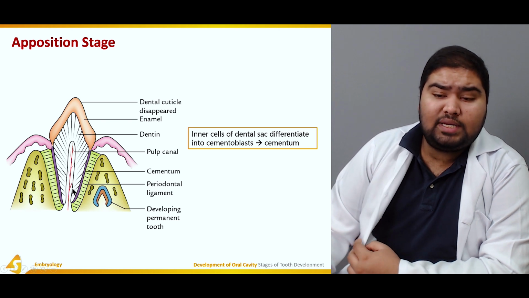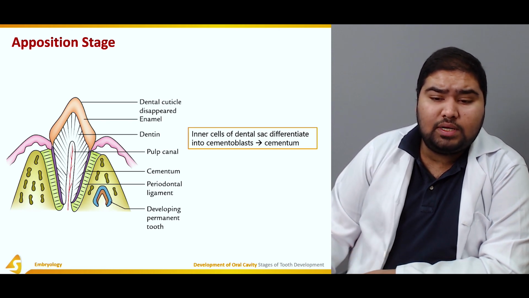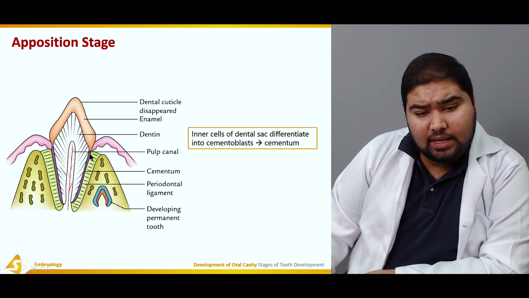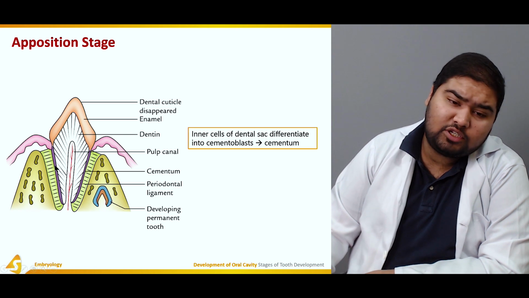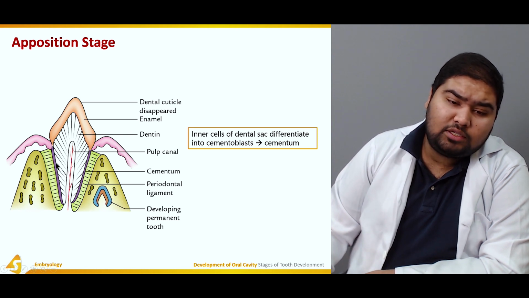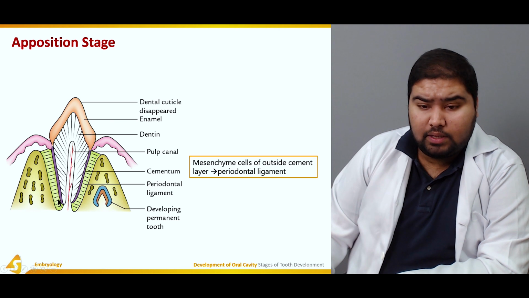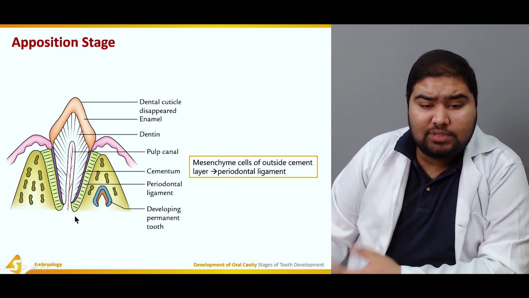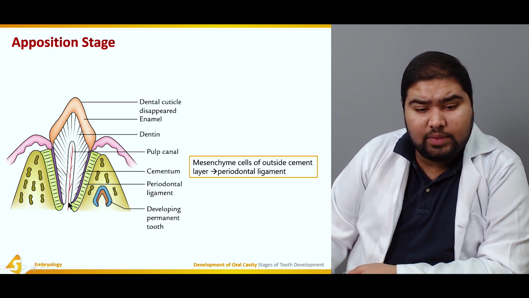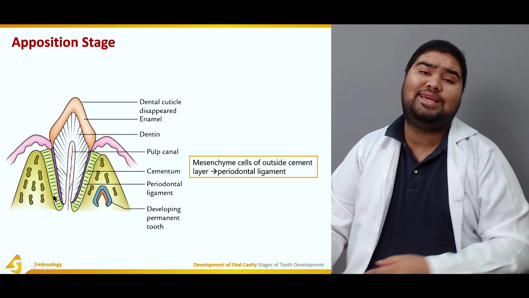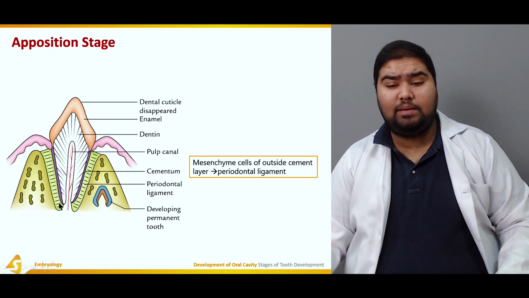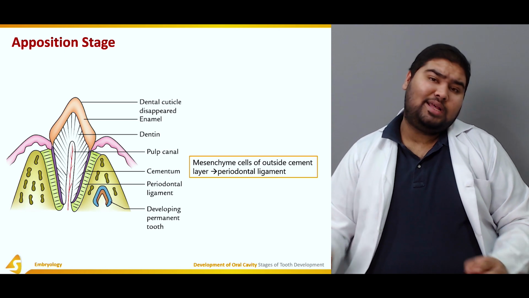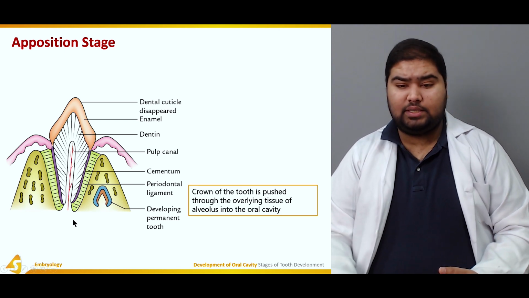The inner cells of the dental sac, here you can see in purple, differentiate into cementoblasts to form the cementum. And the mesenchymal cells that lie outside the cementum form the periodontal ligaments in green. So these in green are the periodontal ligaments, which are formed by the mesenchymal cells that lie outside the cementum.